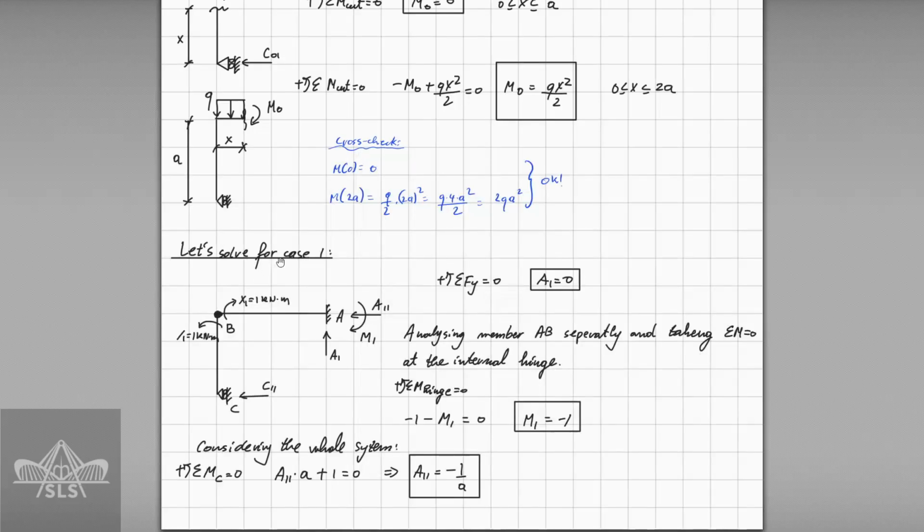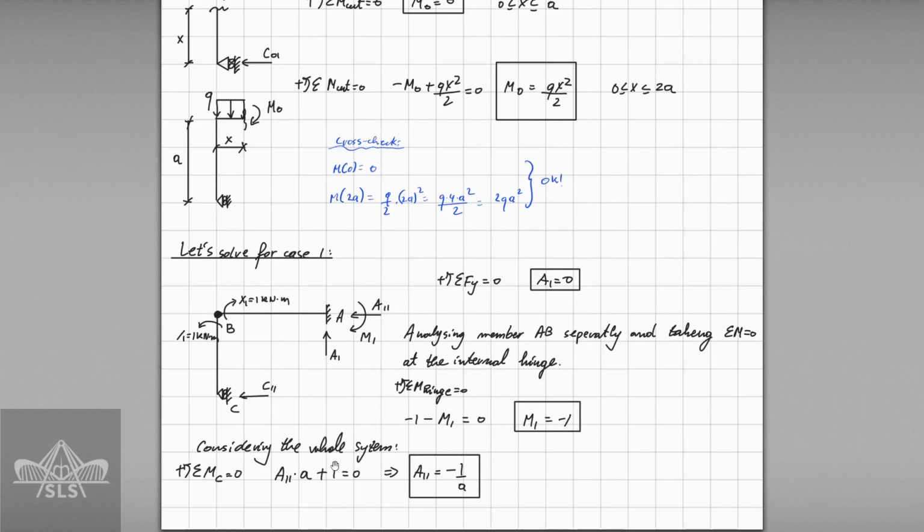Now we jump on case 1, and again, as mentioned before, the structure is statically determined as we induce this internal hinge there. We take sum of forces on y, and we find the value of A1, which is going to be 0. Analyzing the member AB separately and taking sum of bending moment at this hinge, we know that at this hinge the bending moment is 0, but we induced this bending moment, therefore we need to take into account this virtual bending moment with value 1 kilonewton meters. And we get that this bending moment here is going to be minus 1 kilonewton.